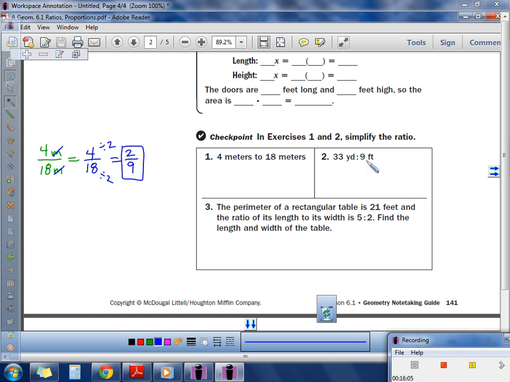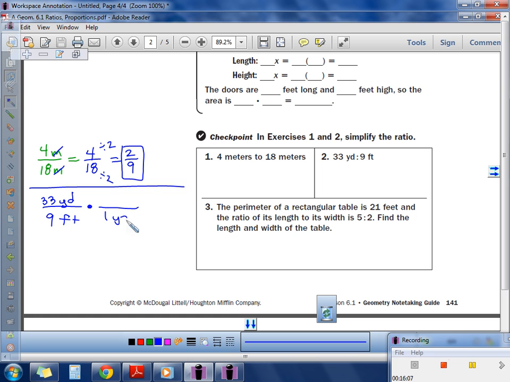The next problem over here has 33 yards to 9 feet, so I'll work on that one out to the side. 33 yards goes on top to 9 feet. First thing, do they have the same units? No, that means I need to multiply by a conversion factor. I have to think about my conversion between feet and yards. Do you all know that conversion? 1 yard equals 3 feet. So where does the yards need to go? On the bottom, so that they will cancel. Top cancels with bottom. The 3 feet will go on top. That way the units on top cancel with the units on bottom.